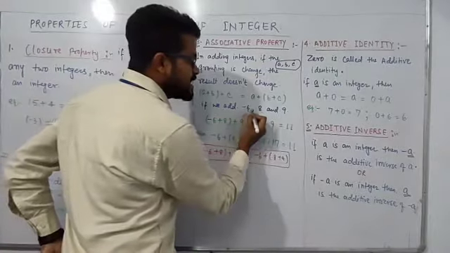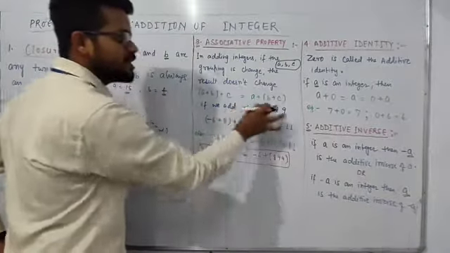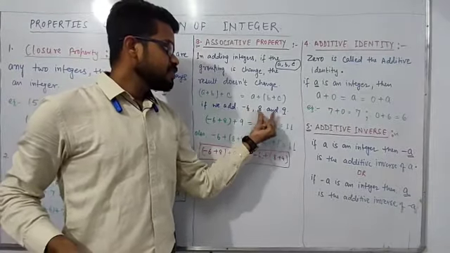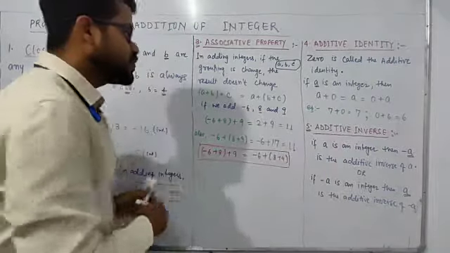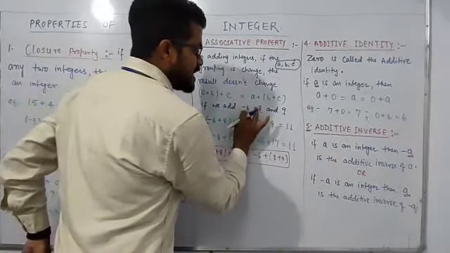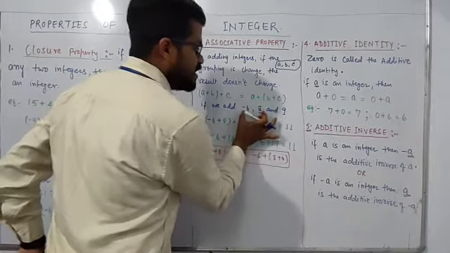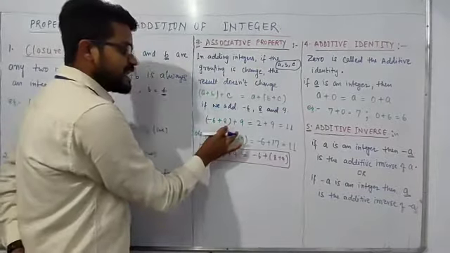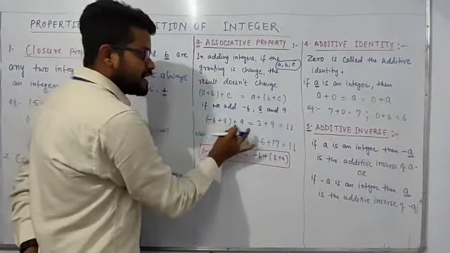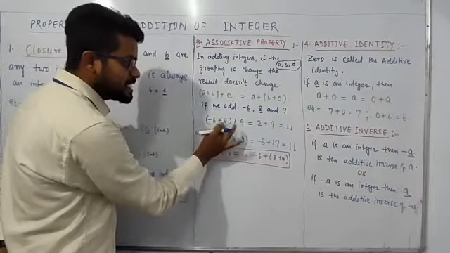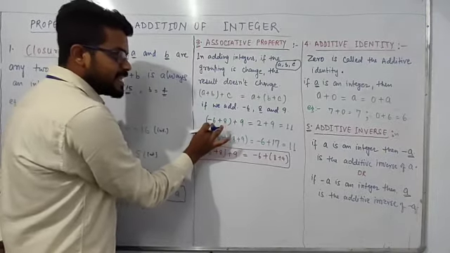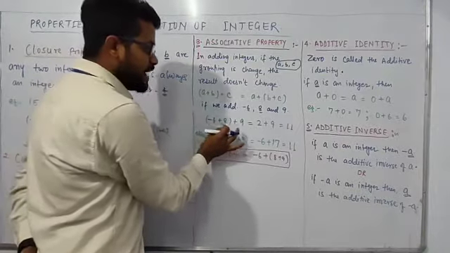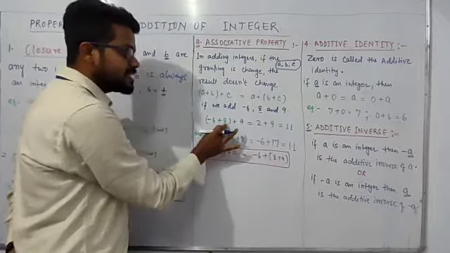Example, minus 6, 8 and 9. These all three are integers. This one is a negative integer, and these other two are positive integers. We make a group of minus 6 and 8 in one group, and this one is 9. So minus 6 plus 8 under bracket, plus 9, is equal to minus 6 plus 8. Here one is negative, one is positive, so we simply subtract these two values. 8 minus 6 is 2. And which one is greater?